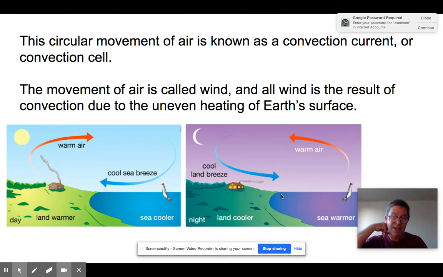And convection is going to drive everything from examples like this to things like forest fires, thunderstorms, and hurricanes, and the movement of continents. So it's an important idea to grasp, but fortunately it's a pretty straightforward idea to grasp.